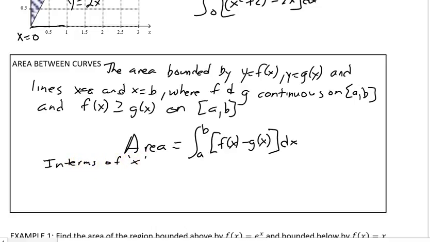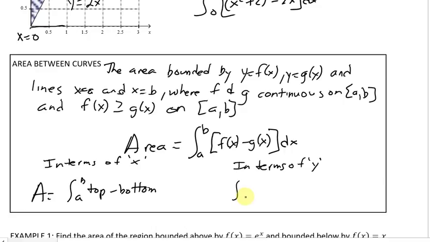It's the integral of the top minus the bottom. And when it's in terms of y, it's the integral, we usually use c to d for when it's in terms of y, but it's the rightmost function minus the leftmost function in order to find that. So let's look at some examples.